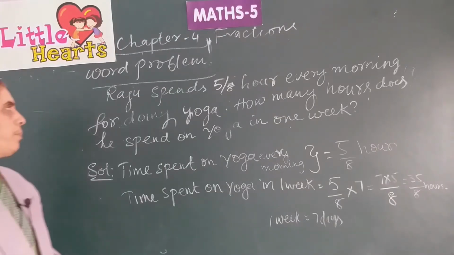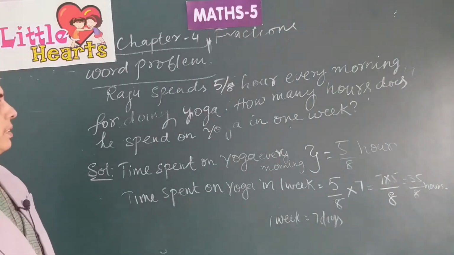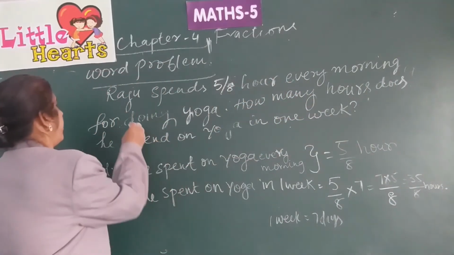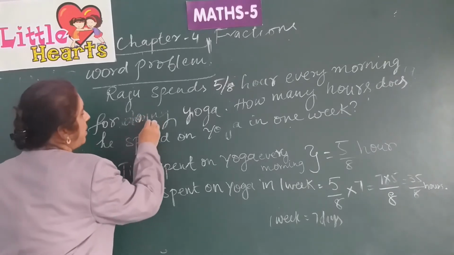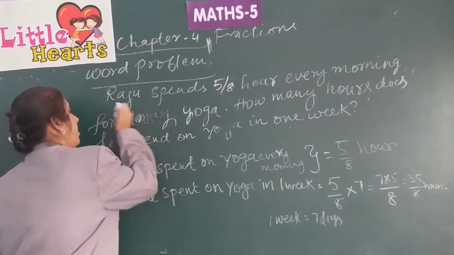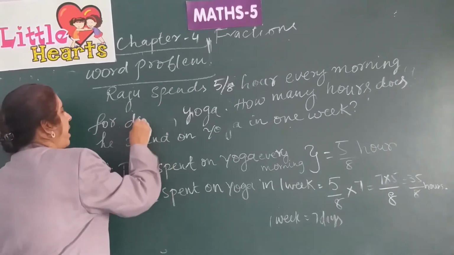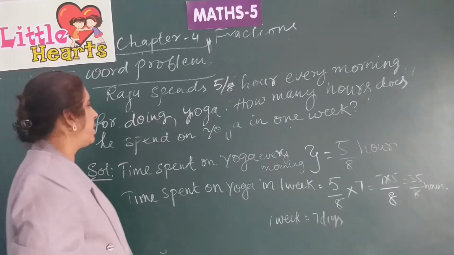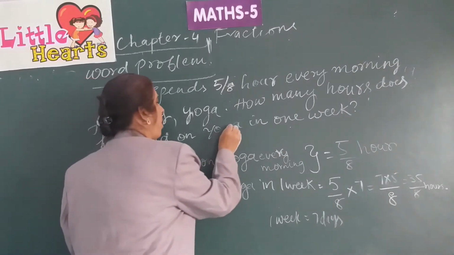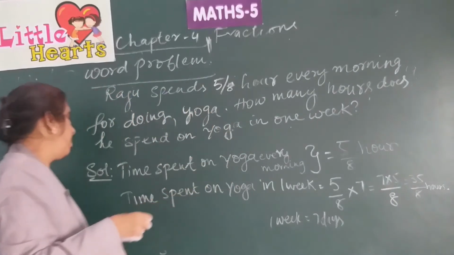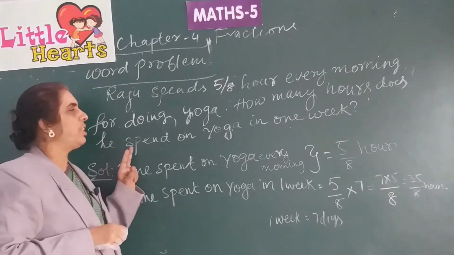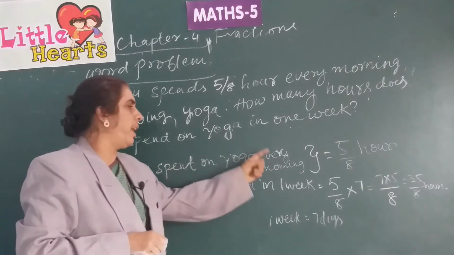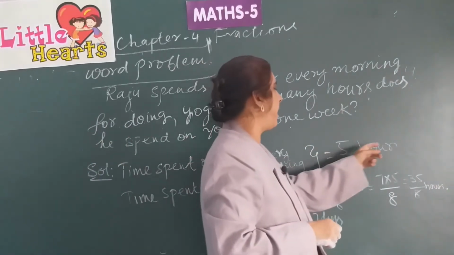Let us go with the word problem now. Raju spends 5/8 hour every morning for doing yoga. He spends 5/8 hour every day in the morning on yoga. How many hours does he spend on yoga in 1 week? So, what is given? How much time he spends on yoga every day? Time spent on yoga every morning, that is 5/8 hour.